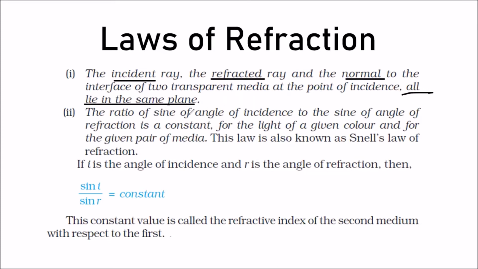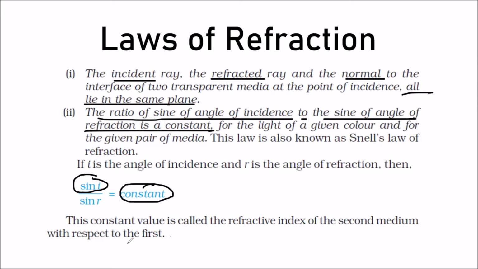The second one is that the ratio of sine of angle of incidence to sine of angle of refraction is a constant. That constant is called the refractive index, which we represent with the symbol N. Certain reference books also represent refractive index with the symbol mu, but we will be using this symbol as it is given in our textbook. So what is the refractive index?